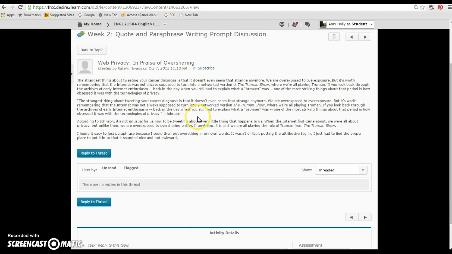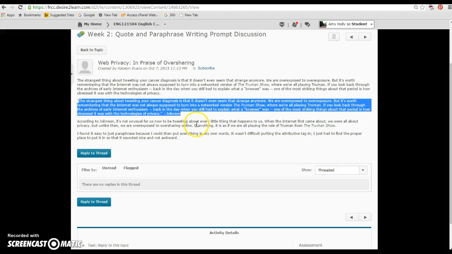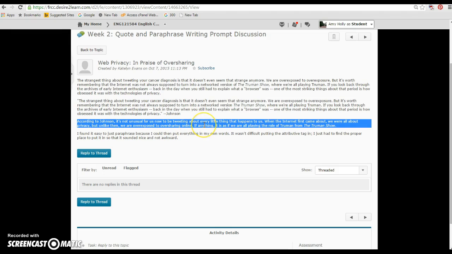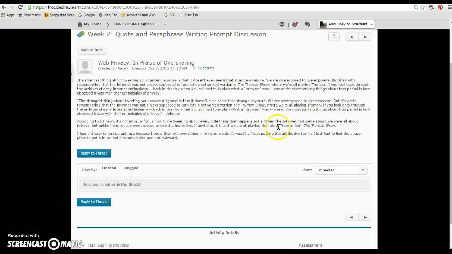Caitlin did a pretty good job addressing what the argument is talking about in general, but Caitlin, moving from this quote, down to this paraphrase, we see a lot of the same verbiage as appeared in the original. So for example, it is as if we are all playing the role of Truman from The Truman Show. And up here it says, the internet was not always supposed to turn into a network version of The Truman Show where we're all playing Truman. So all playing Truman, all playing the role of Truman, that's not different enough.